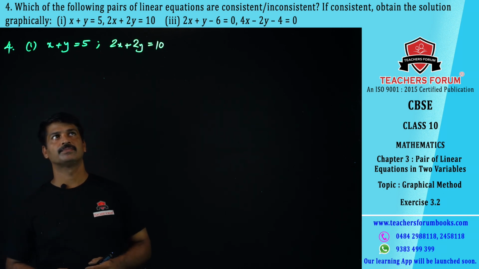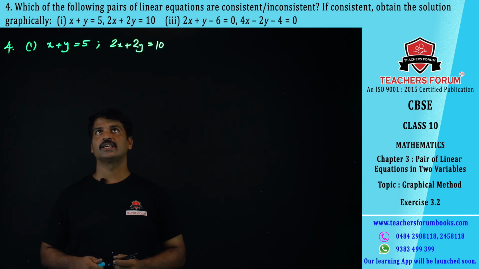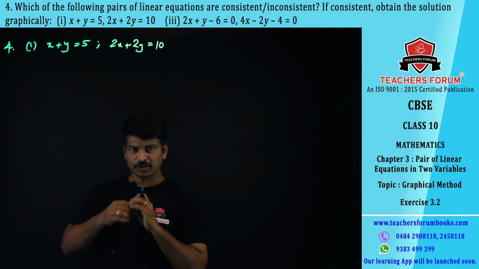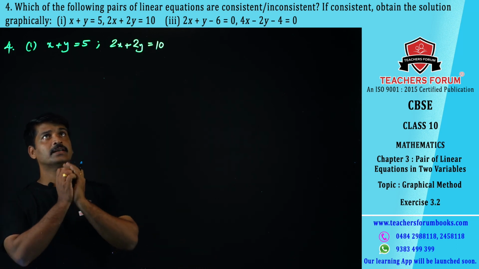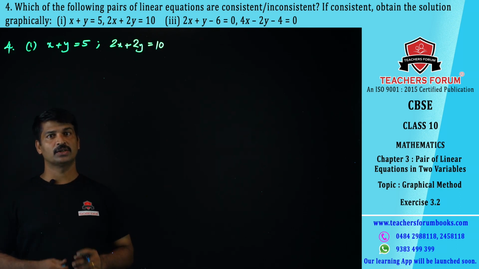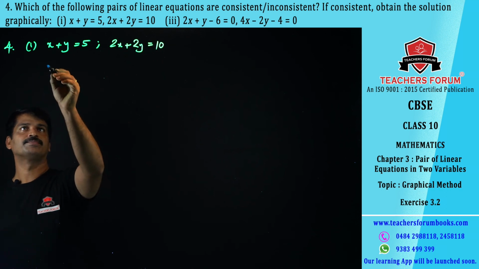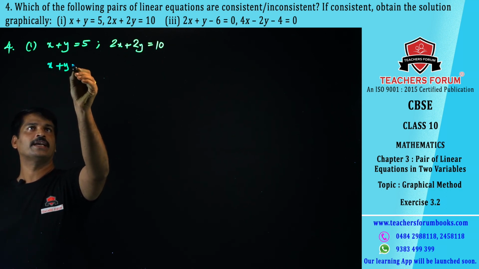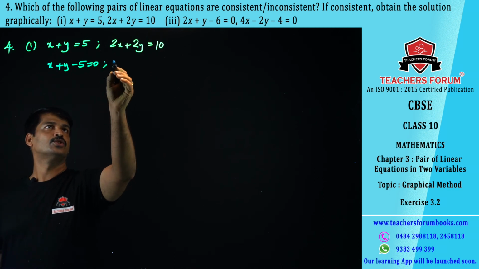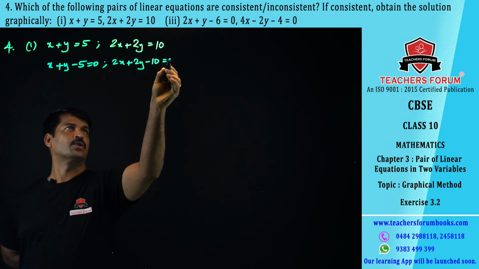The first one is, the linear equations are x plus y is equal to 5, 2x plus 2y is equal to 10. So first step, you have to find whether this pair of linear equations is consistent or not. Okay, let us write this in the standard form. That is x plus y minus 5 is equal to 0. The second equation is 2x plus 2y minus 10 is equal to 0.